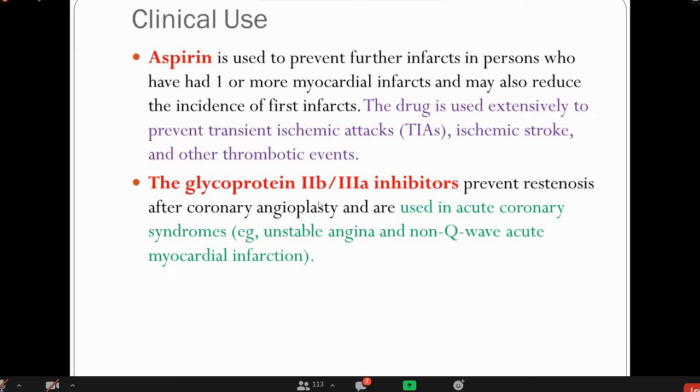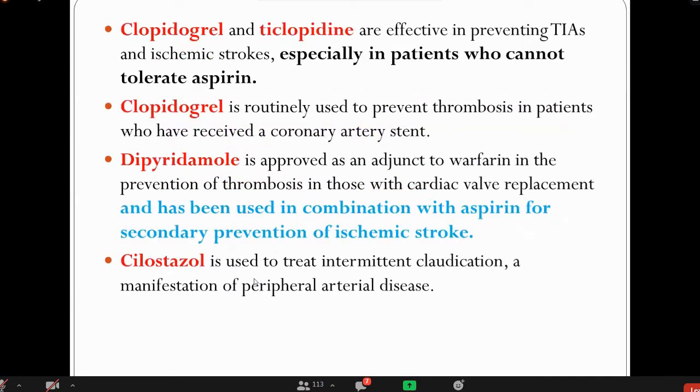The glycoprotein IIb/IIIa inhibitors, this is an important use, prevent restenosis after coronary angioplasty and are used in acute coronary syndrome like unstable angina and non-Q wave acute myocardial infarction.